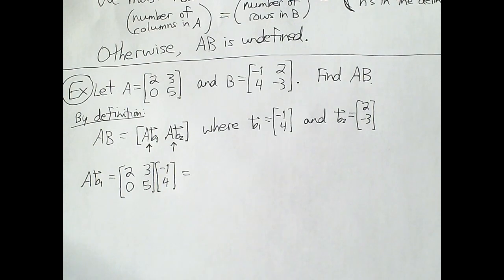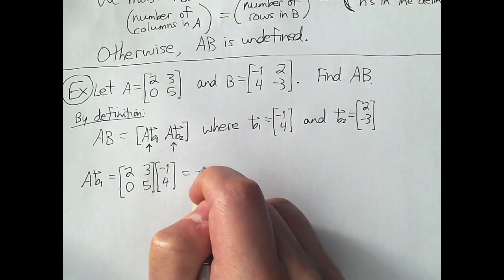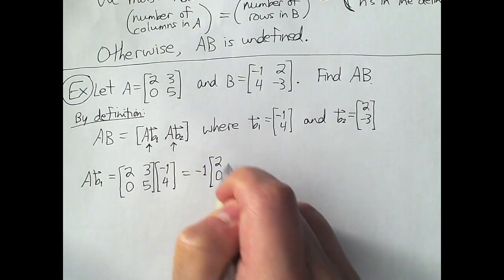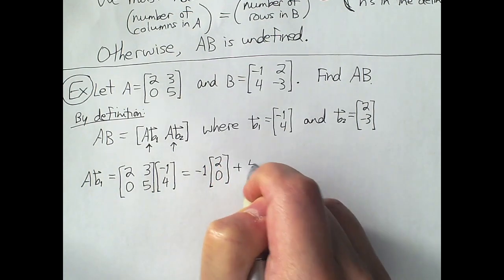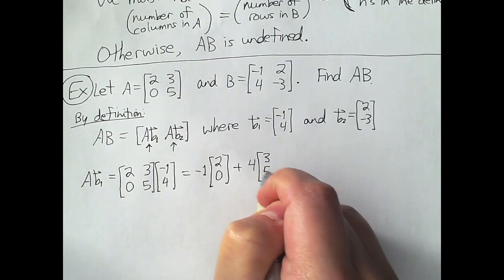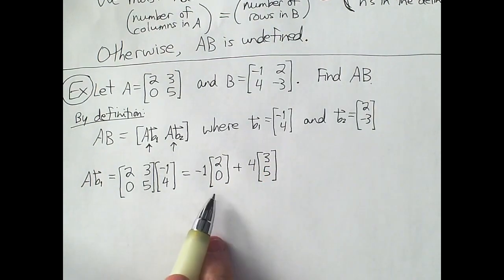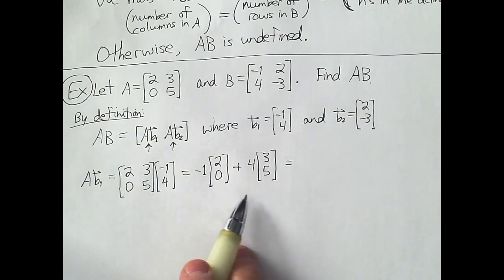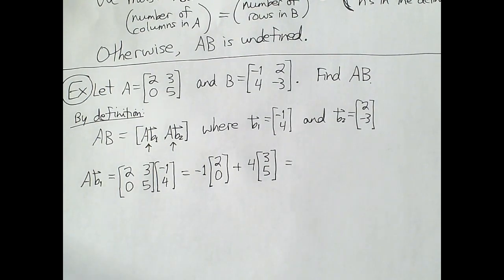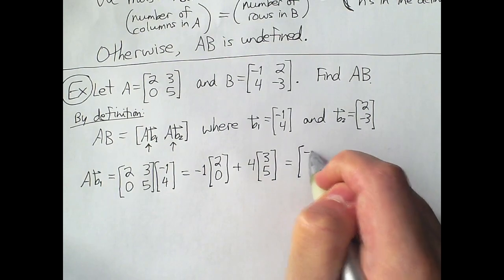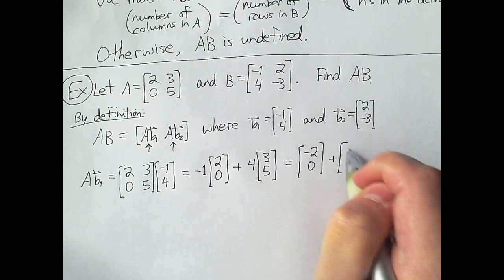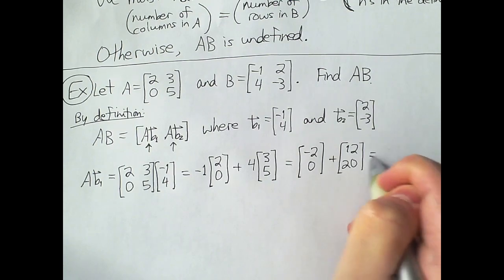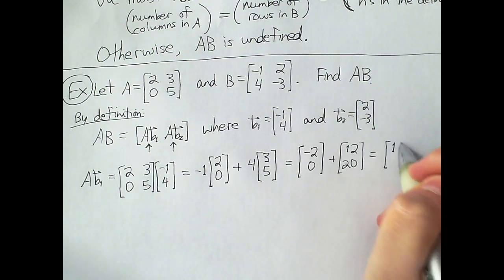Matrix times a vector. And I'm going to do this according to how we do matrix times vector. Like we said earlier, we take the first entry of the vector times the first column of the matrix plus the next entry of the vector times the next column of the matrix. We would keep doing that until we get to the end. We're already at the end. What is this going to be? This is going to give us a little column vector, right? So -2, 0 plus 12, 20 equals, I guess we get 10, 20.